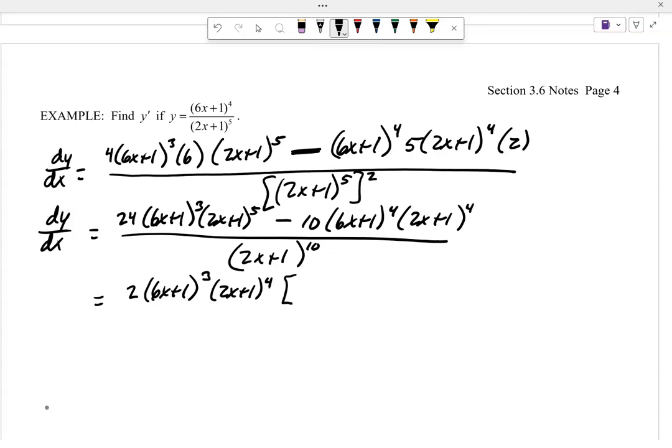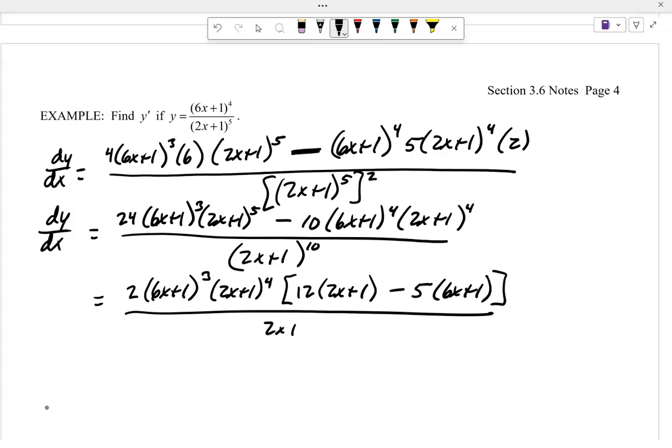So then I'd be left with, if I take 24 divided by 2, I got 12. I got one of these 2x plus 1s left, minus 5, and then one of these 6x plus 1s left. And then if you notice 2x plus 1 to the 4th and 2x plus 1 to the 10th, that'll leave me with 2x plus 1, 6 of those on the bottom there. And I'm also going to go ahead and clean this up and combine like terms. So let's see what we have now.